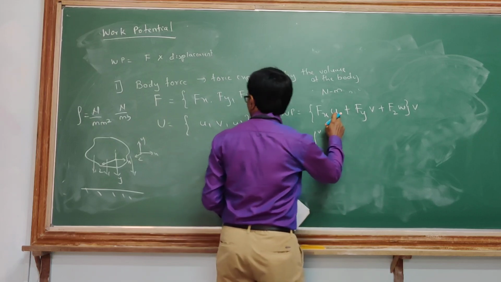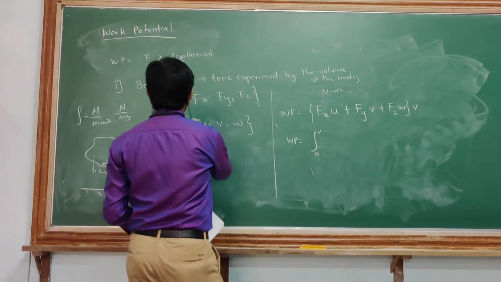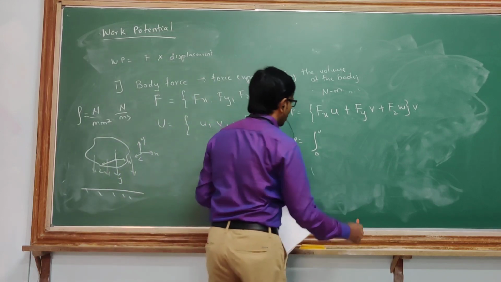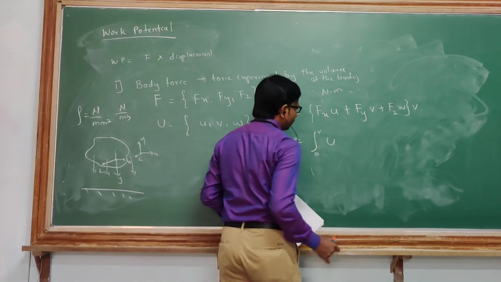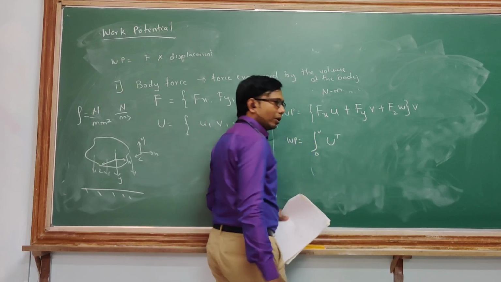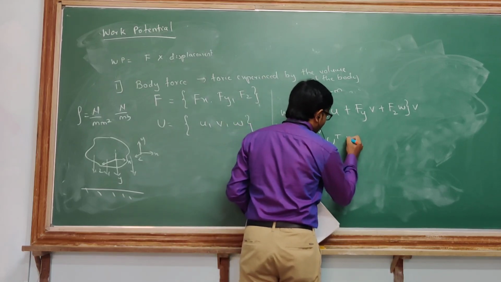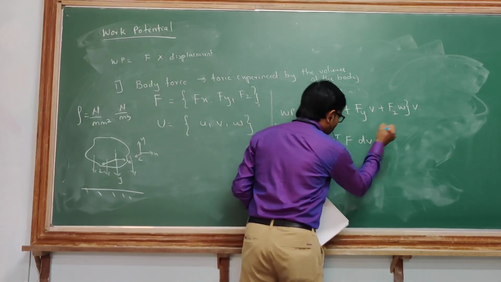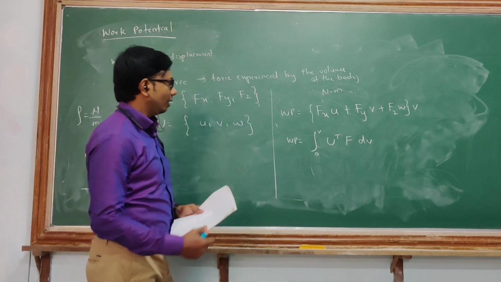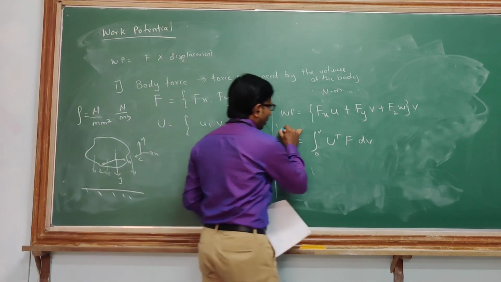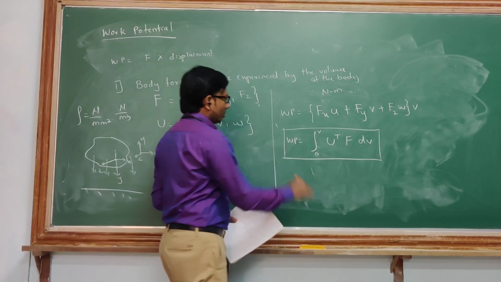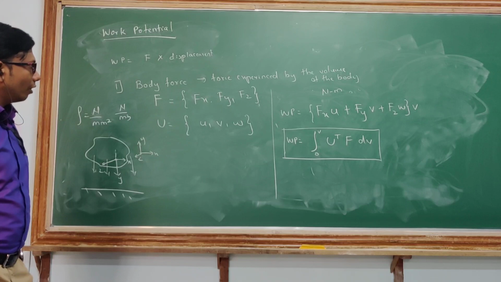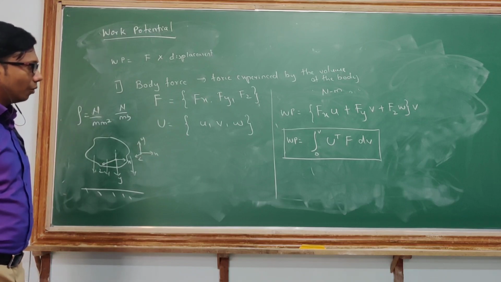Okay, so I'll combine now. U is the displacement, and F is the applied force for all the three directions. So I'll write U as a transpose. I'll explain why I'm writing it as a transpose. Then F is nothing but the body force, into dV. So this will be the general equation for work potential for a body force. So this is how you have to write it.